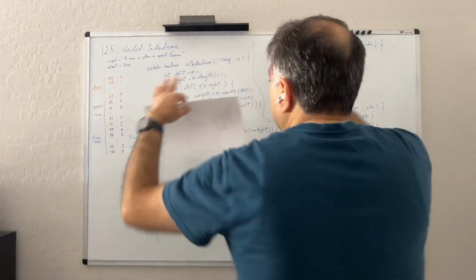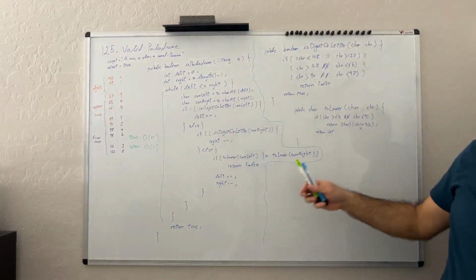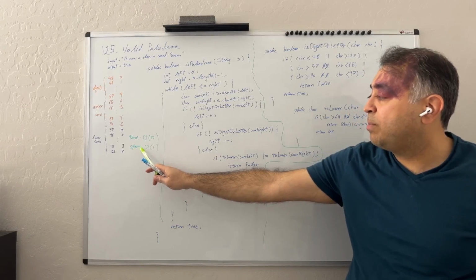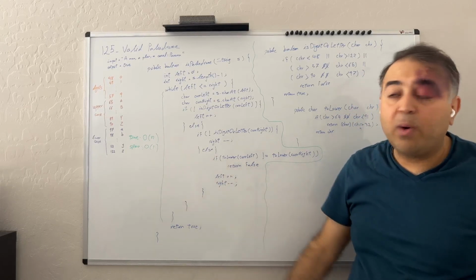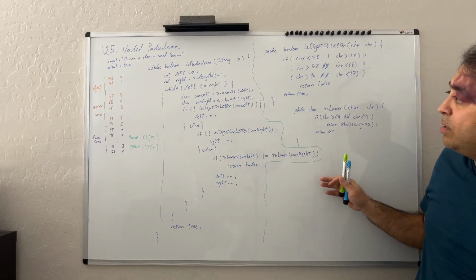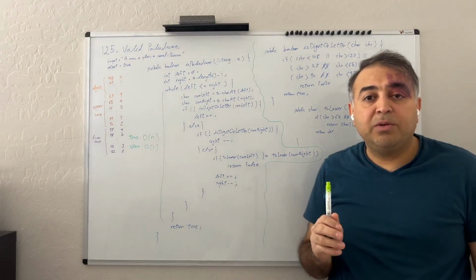And this is the complete solution. And as you see, the time complexity is O(n) and the space complexity is reduced from O(n) to O(1).